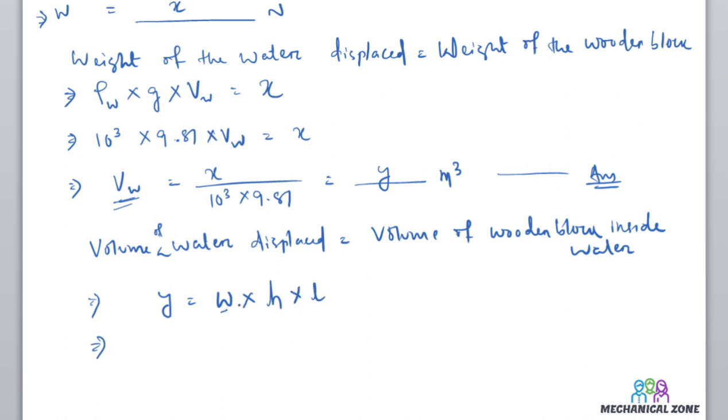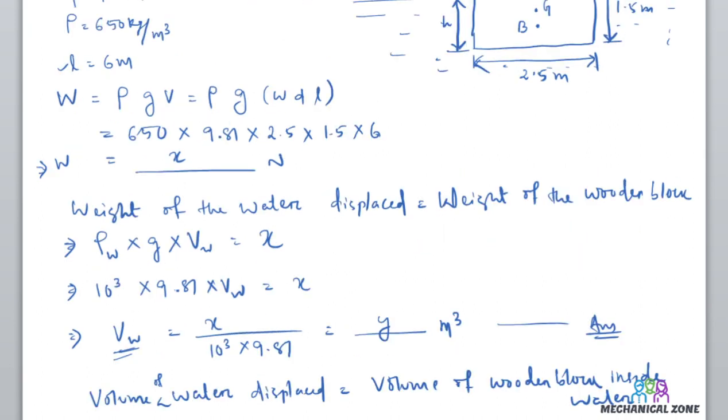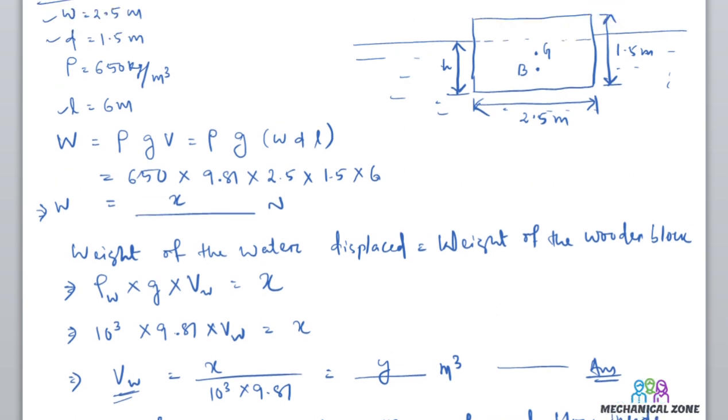So, you have the value of W and L. You can easily calculate the value of H, which will be equal to y by W into L, where W is 2.5 meter and L is 6 meter. You can easily calculate the value of H in terms of meter. So, you have got the value of H, that means the height or the depth of the wooden block inside the water.